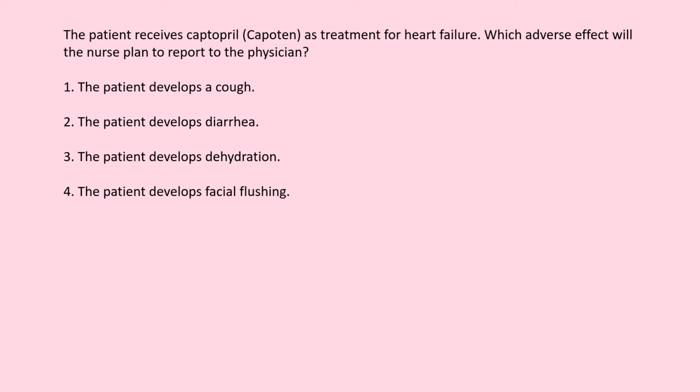The patient receives captopril, Capoten, as treatment for heart failure. Which adverse effect will the nurse plan to report to the physician? 1. The patient develops a cough. 2. The patient develops diarrhea. 3. The patient develops dehydration. 4. The patient develops facial flushing.